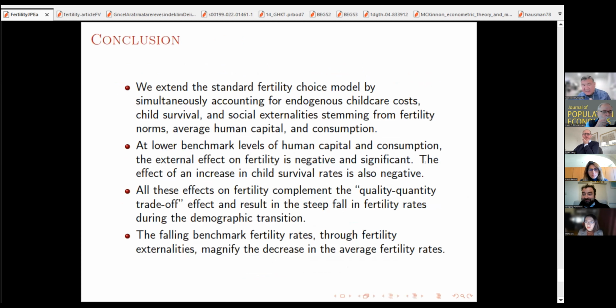So basically, accounting for these externalities, consumption, human capital, and fertility externalities, I think we were able to explain both this steep decline in fertility in the earlier stages of development, and later, when society reached certain high levels of consumption and human capital, why this sort of reversal is happening.